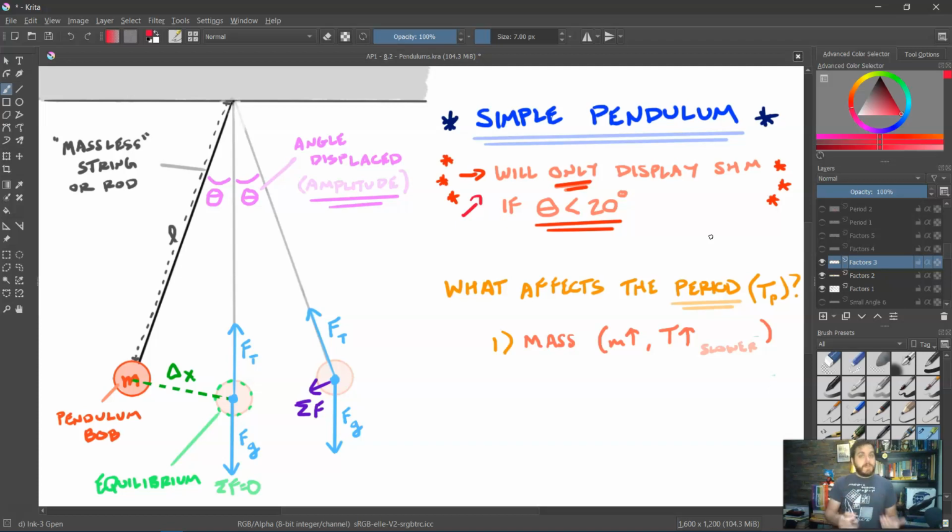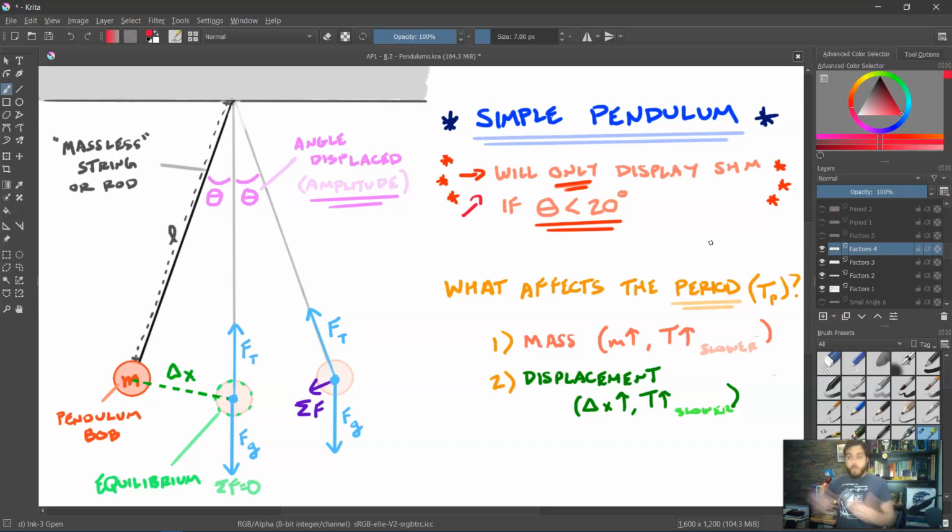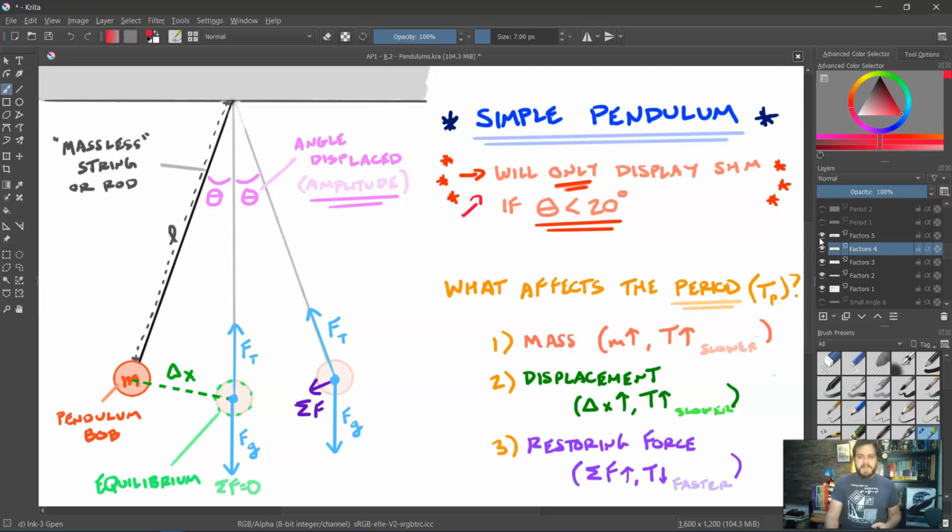It's going to resist the acceleration more, so that's going to increase the period because it's going to cause it to go slower. Next, if we displace it more, if we pull it to a greater displacement, it's going to take more time because it has more distance to cover, so that's going to cause the period to go up. Once again, it's going to make it slower. And lastly, if we can make the restoring force bigger, that will make the period smaller, because it's going to get pulled back faster. It's going to be accelerated more heavily, and that's going to cause it to go faster.